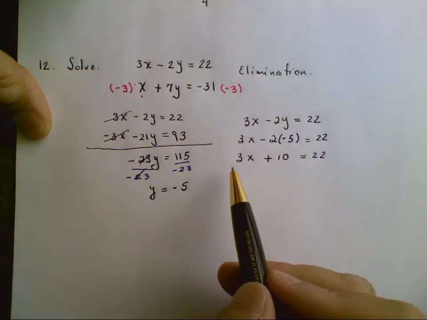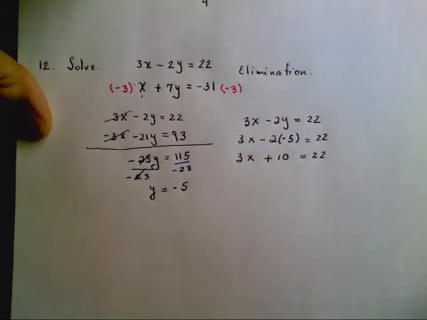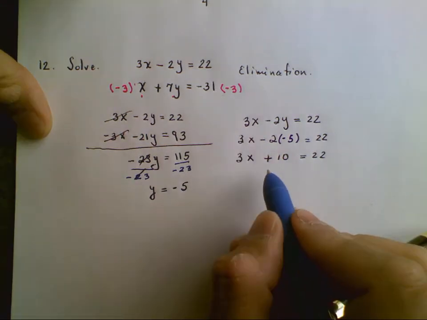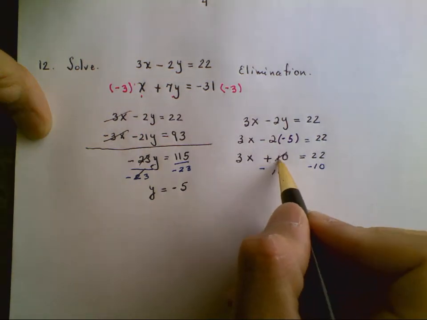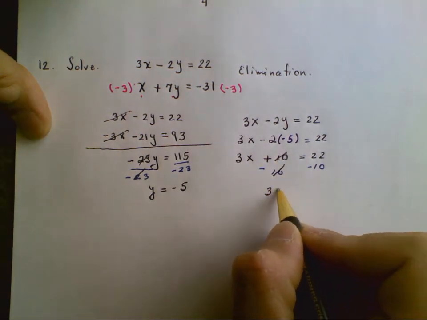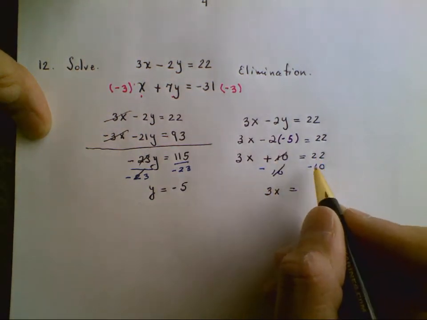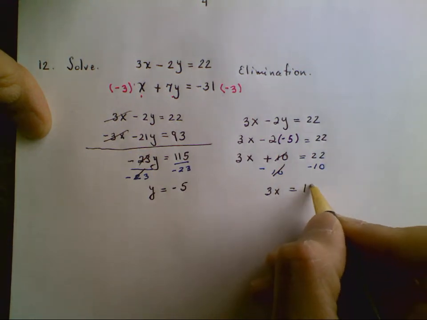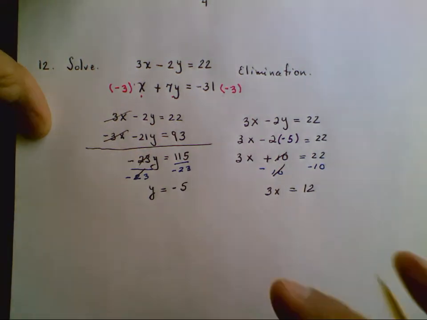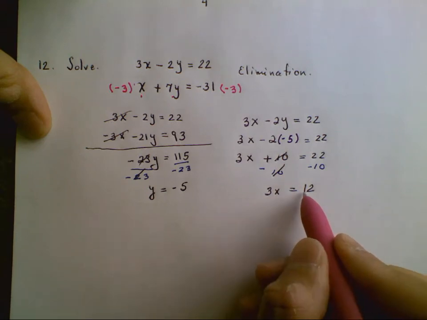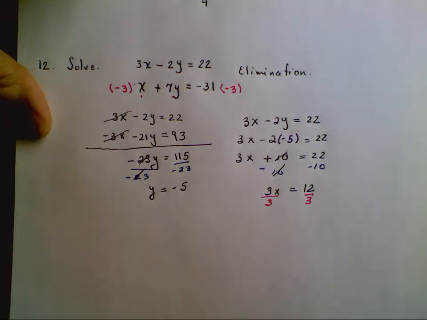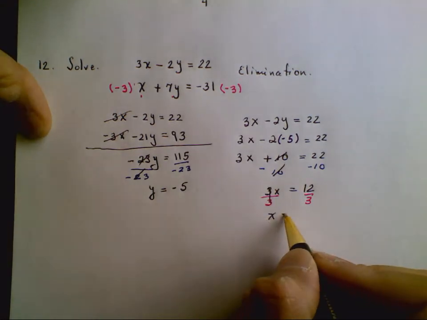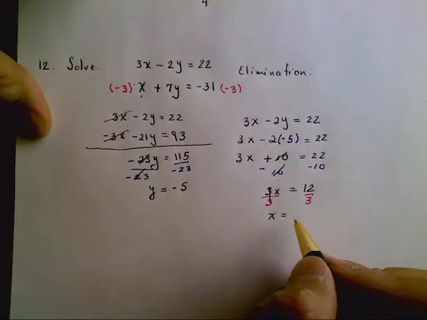Solve two-step linear equation. So I have plus 10. I'm going to use the opposite of that number, negative 10, on both sides of the equation. So 10 goes away. So you have 3x equals 22 minus 10, which is 12. Then we divide both sides. I have 3x equals 12. Divide both sides by 3. So x is equal to 12 divided by 3, which is 4.